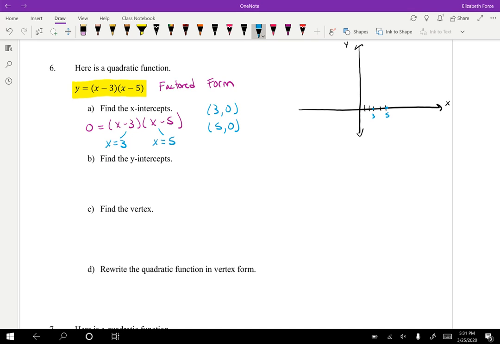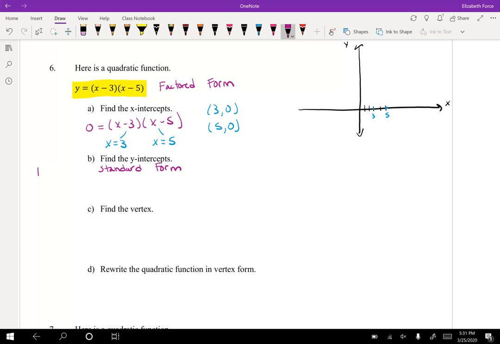Part B asks us to find the y-intercept. If this function was in standard form, we could easily find the y-intercept, but it's in factored form. So we just want to go ahead and convert it into standard form. And by doing that, we're going to have to do the box method, if you're a fan of the box method. If not, you can use distribution. So we want to turn this into standard form.